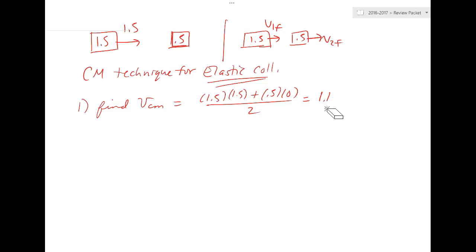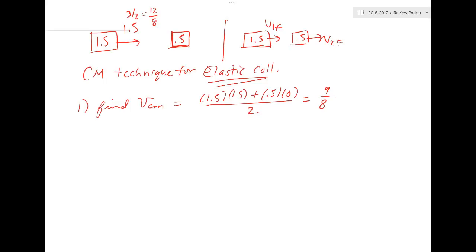Actually, it might be easier if we do this in fraction form. That's going to be 3 halves, and 3 halves is going to be 9/4, so 9/8. Okay, and we'll call this 3 halves, which is 12/8.